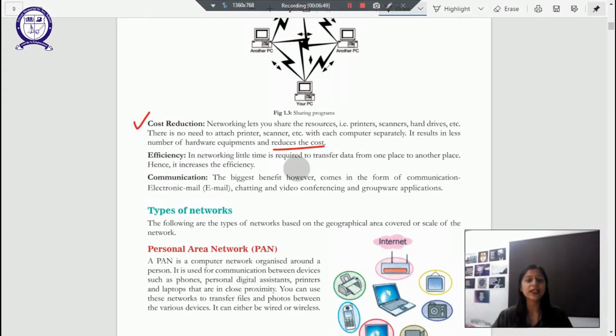Efficiency. In networking, little time is required to transfer data from one place to another. Hence, it increases the efficiency. The biggest benefit, however, is that the nodes in any networking system can communicate with electronic mail, that is email. They can chat, they can video conference, and so on and so forth.